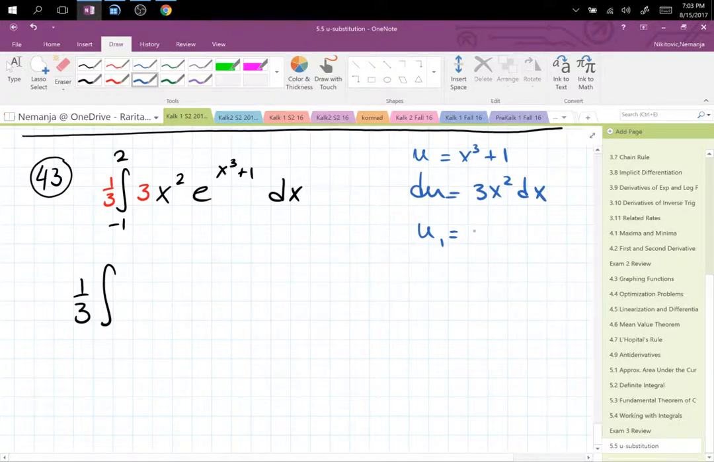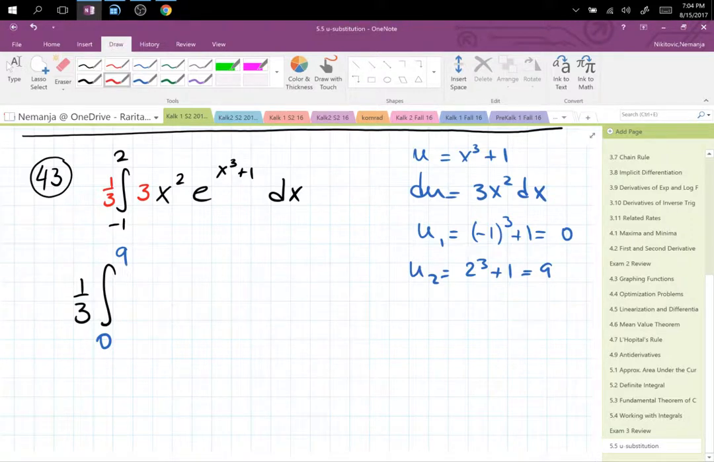You plug in -1 into u, which is 0. U1 is the lower limit. Yeah, I meant u1. So -1 cubed plus 1 is 0. How about the u2 upper limit? You plug in 2, which is 9. So the limits changed, as you can see, from -1 to 2 to 0 to 9, as we changed domain from x into u.